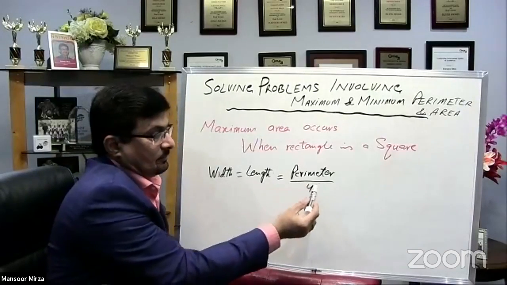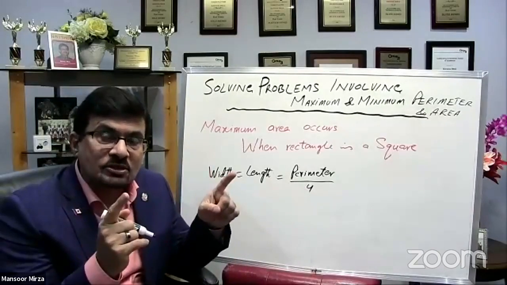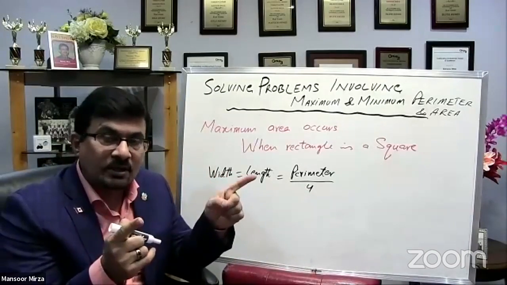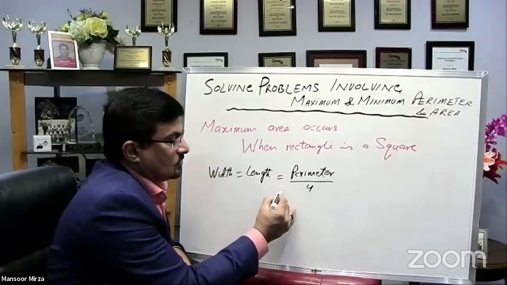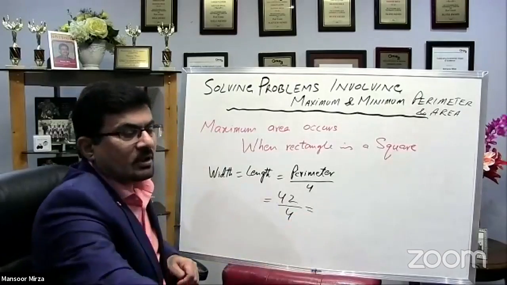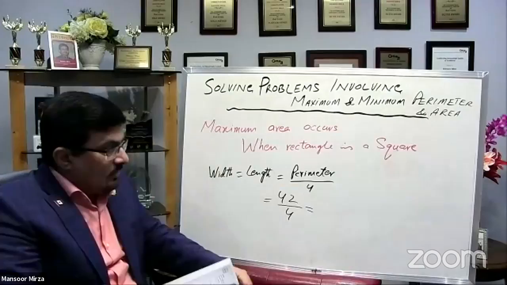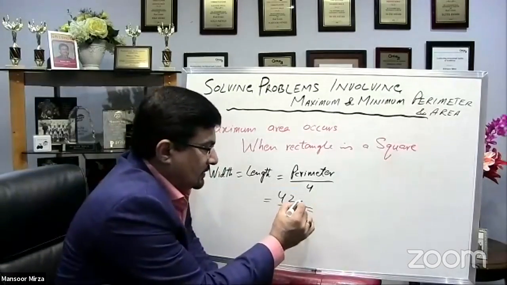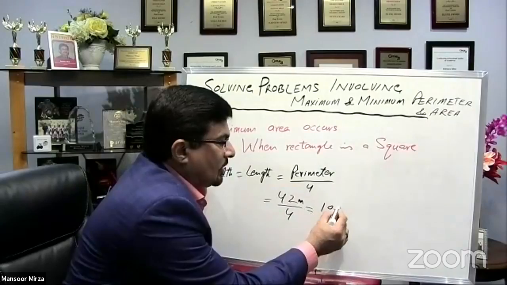And the perimeter we are getting, that means we need to cut that 42 meters of string or whatever the material into 4 equal parts. So this is how we got 42 divided by 4. Actually we have 42 meters of that string. So when we divide, we get 10.5 meters.